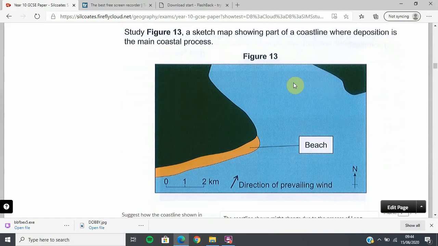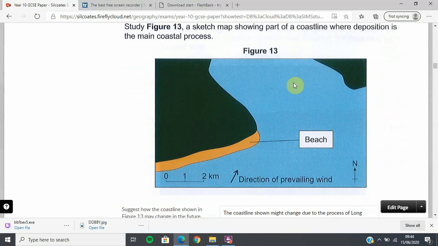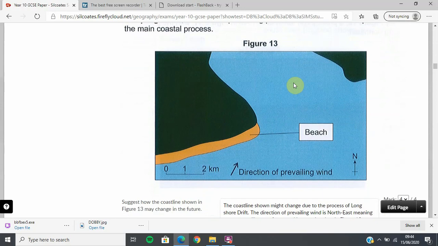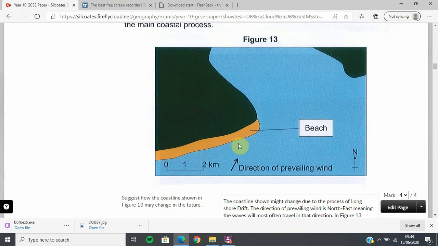Okay, next question. Now, this one caused a little bit of issues in some ways, in that the question says, suggest how the coastline shown in figure 13 may change in the future. Well, this is the start of a series of diagrams that show the formation of a spit. So you've got the direction of the prevailing wind, so you've got zigzag motion here with the material being picked up, taken out, picked up, taken out, picked up, taken out. It's then over time going to start getting deposited here, and we're going to then start to get a spit, going out. Now, the thing with some of your answers is that you didn't really talk about sediment being picked up and moved.